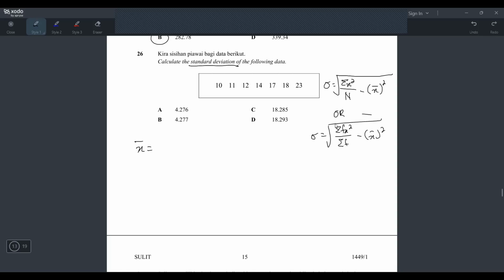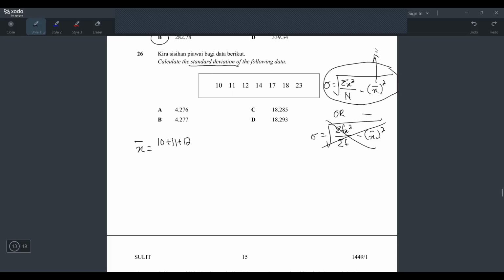But this bawah punya formula, we only use it when there is frequency, ataupun dia group data. Then only we use this formula. For this formula, kalau dia group data, the x kena guna midpoint. Tapi ini ungrouped data, so we won't use this formula. We just use this one. So let's find out the mean first. How to find the mean? Just the average lah.